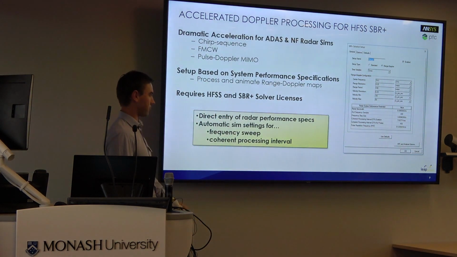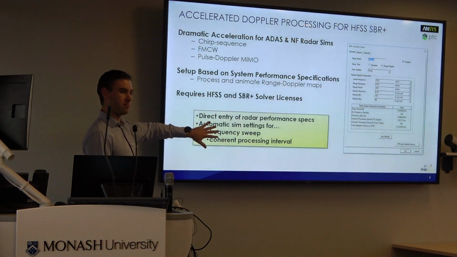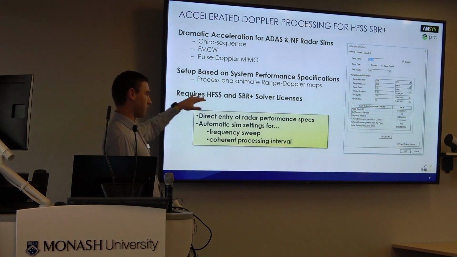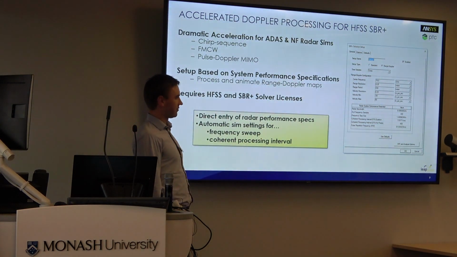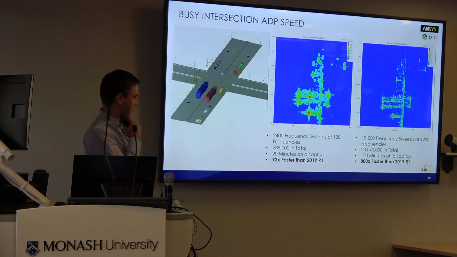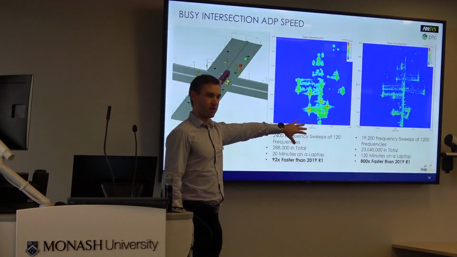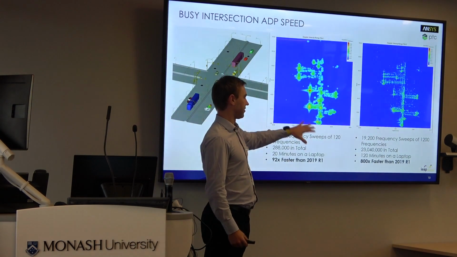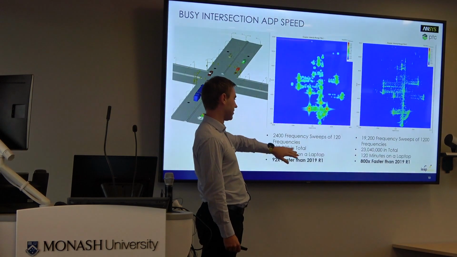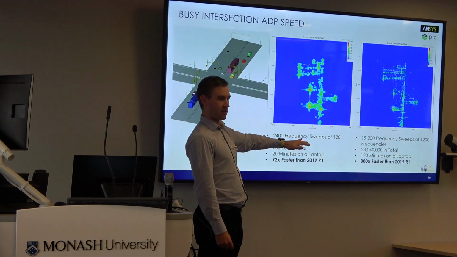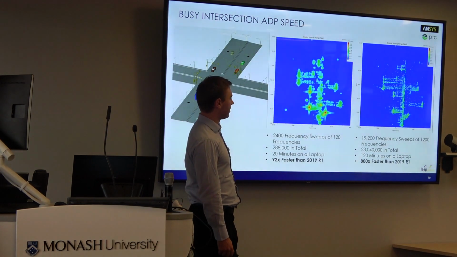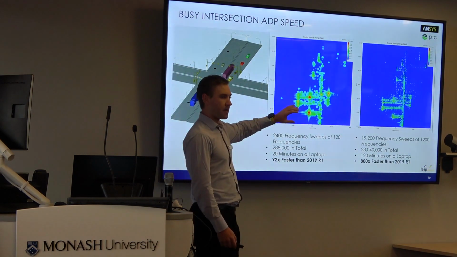The other thing that this comes with is a new solver modification in the background. Before I show you how it works, it requires both the HFSS and the SBR+ licenses. But in essence, what it does is, this used to be a really big achievement. Getting this level of detail, the range Doppler plot, was pretty impressive because it takes 288,000 frequency calculations to produce this plot.